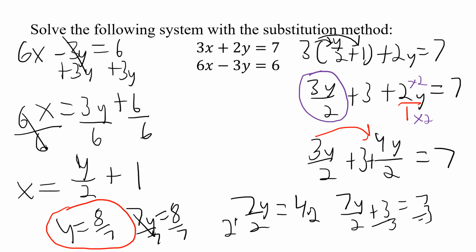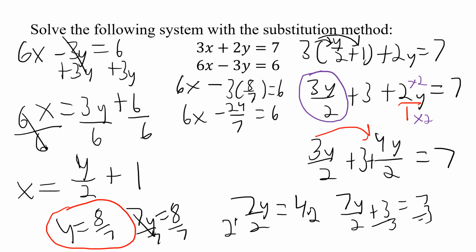Now I'm going to plug this into the other equation, the original one. So we have 6x minus 3y equals 6. Well, we know what y is now. We know 6x minus 3 times 8 over 7 equals 6. 6x, negative 3 times 8 is negative 24. So negative 24 over 7 equals 6. Now we need to add 24 over 7 to both sides.